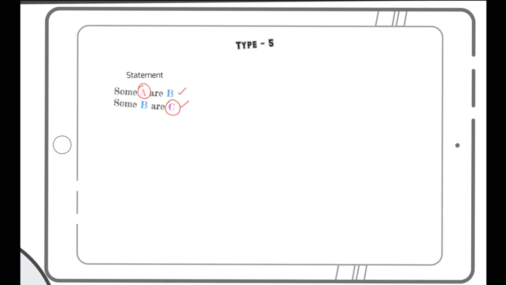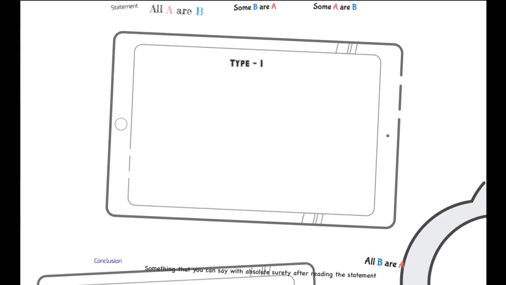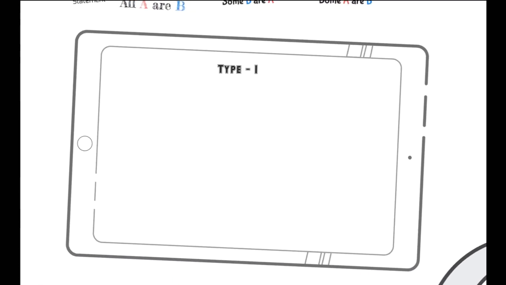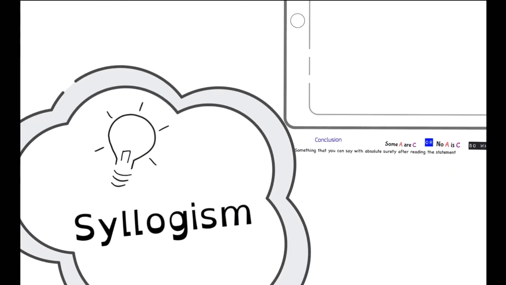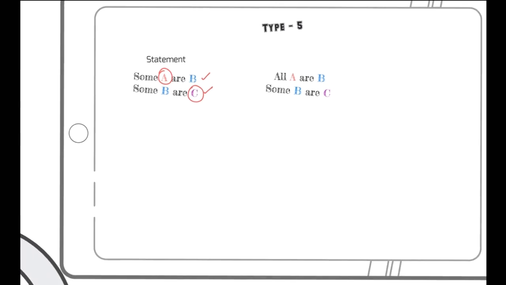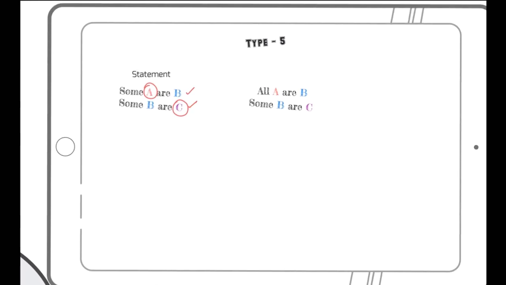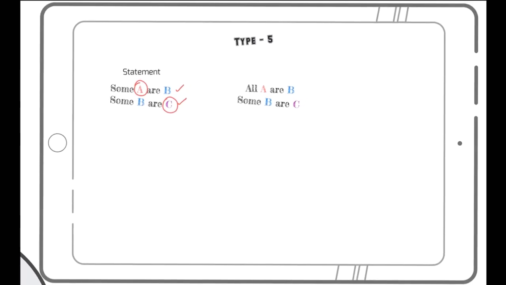Now, type 5 can also be formed by other statements as well. Let's take one more statement: all A R B and some B R C. So what am I doing here? All A R B was my type 1, and I already know the conclusion for this. Some B R C gives some C R B, and some A R B is my type 2. So I had combined type 1 and type 2 to form my type 5.